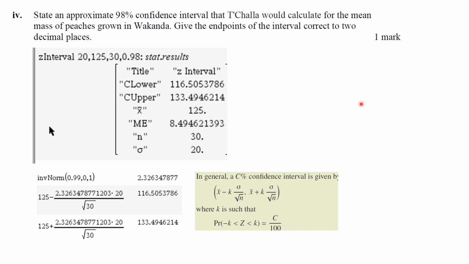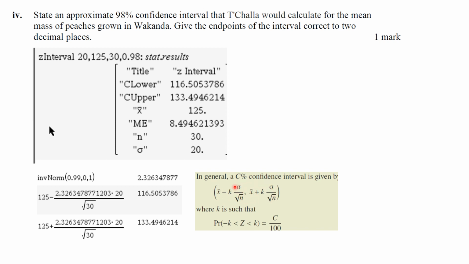There are two ways you can work out the confidence interval. The simplest way is to use your CAS. So you put in your population standard deviation, which is 20, population mean, sample size, and a confidence level, which is 0.98. And that will give you the confidence interval. The second method is about using the formula.